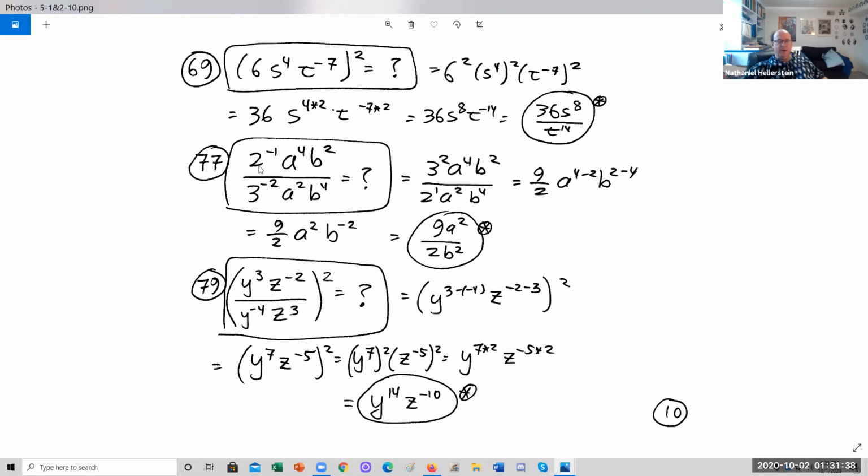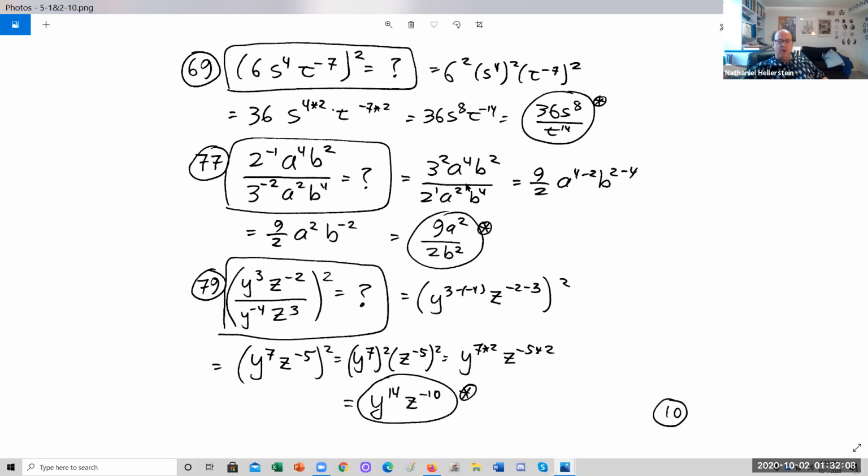Here, 2 to the negative 1, a to the 4, b to the 2 over 3 to the negative 2, a to the second, b to the fourth. Well, first thing we'll do is that swap rule that I mentioned a few pages back, where these swap places in the fraction because of the negative powers. They wind up with 3 to the second in the numerator and 2 to the first in the denominator. The rest the same. 3 to the second is 9, 2 to the first is 2.